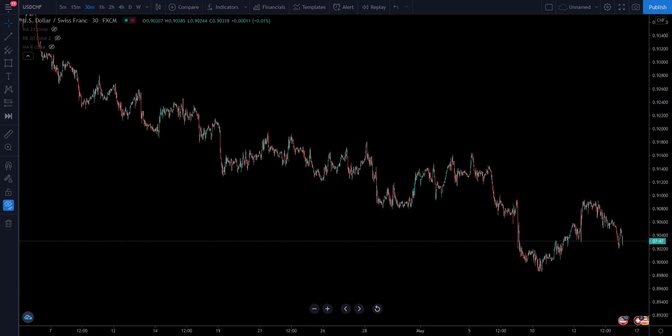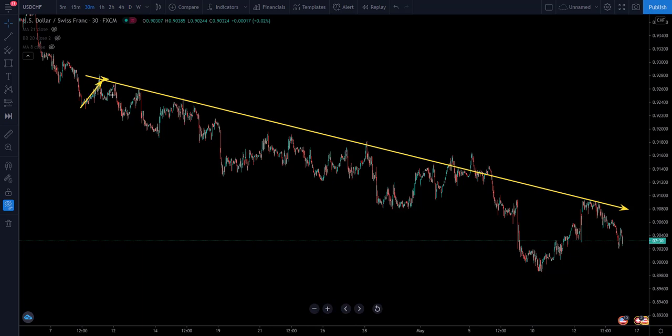In this case, we have USDCHF, the 30-minute time frame, and very clearly you can see a very strong downward movement. And every time that the price touched that level, the price just came down. Can you see that? Now, a downward trend is composed of lower highs and lower lows. So every time that the price touched the trend line, it came all the way down.